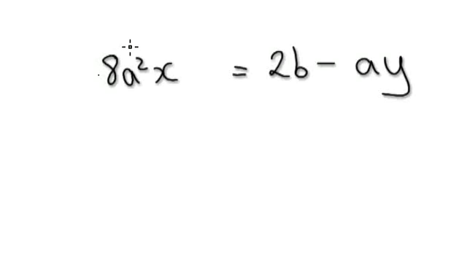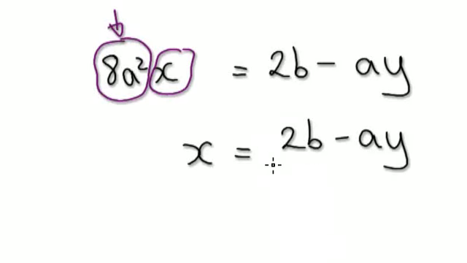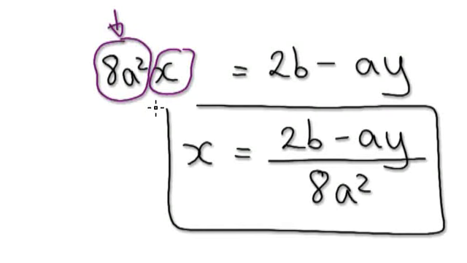Now imagine it as this. You've got one bubble here multiplying this bubble here. So let's kill off this bubble. So divide both sides by 8a squared. So it will be this, take away ay divided by 8a squared. So x equals this. Okay?